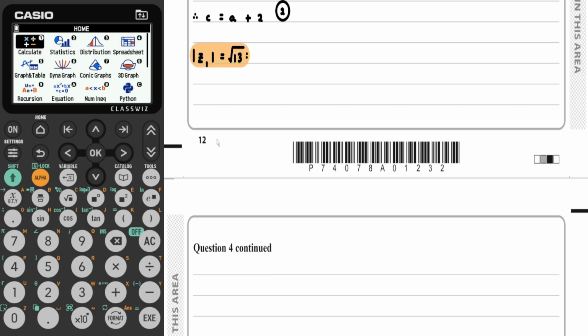We've got the mod of z1 equaling root 13. The mod of z1 will be given by the square root of a squared plus b squared, and this is equal to root 13. Squaring both sides, we've got a squared plus b squared, which is equal to 13. Let's call this equation 3.